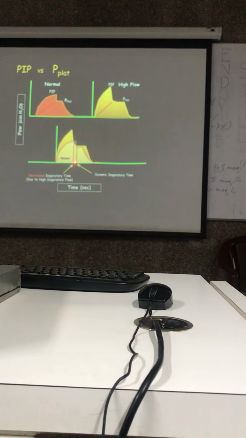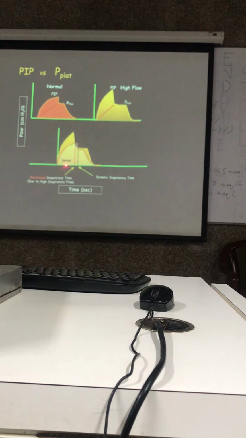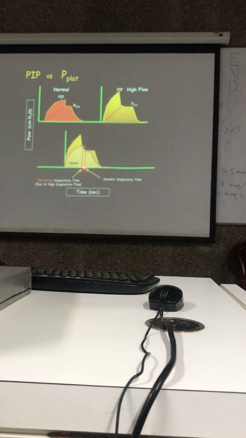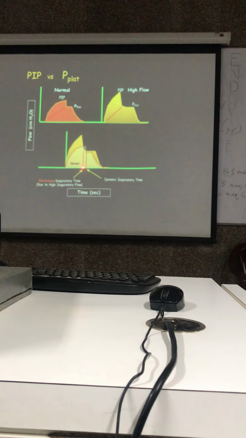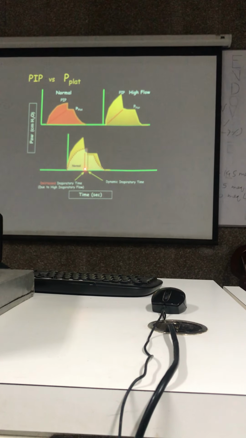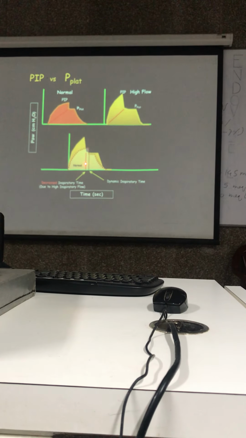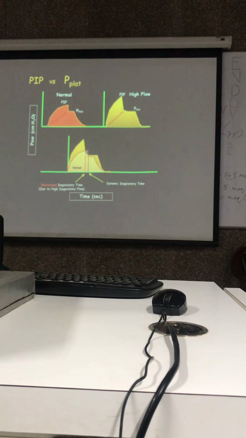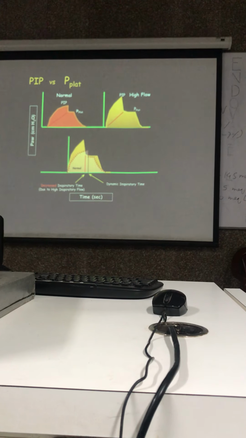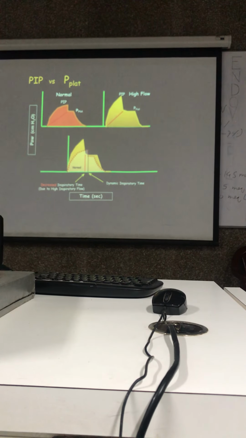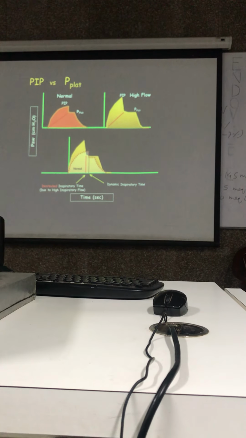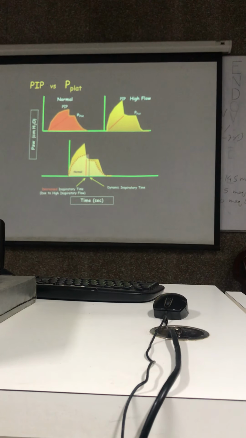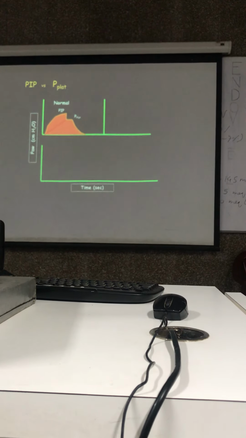And this inspiratory time tends to be decreased in a high flow pattern. If you look at this, in a normal person, this is the normal phase. In the high flow person, there is a decrease in the inspiratory time, which tells you that the inspiration is faster. So you can measure it to determine whether it is a flow related problem or a peak airway related problem.